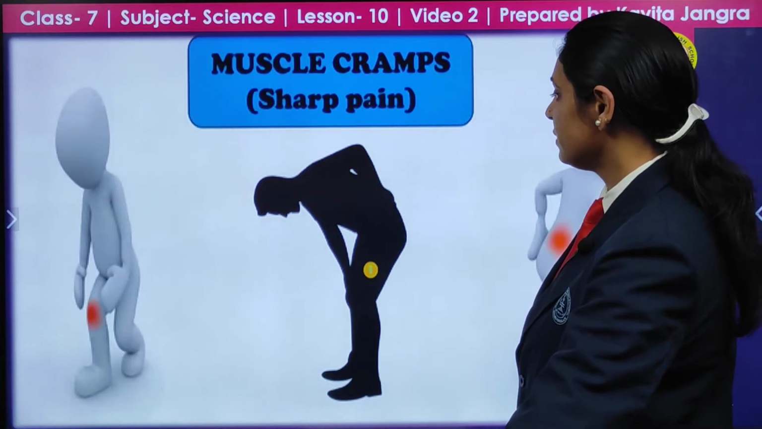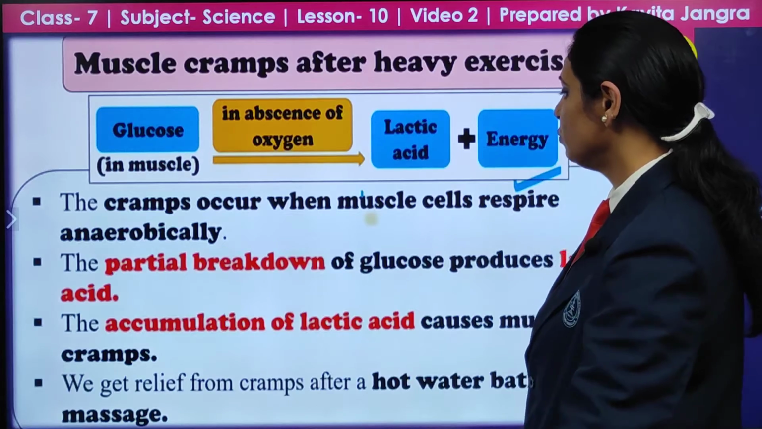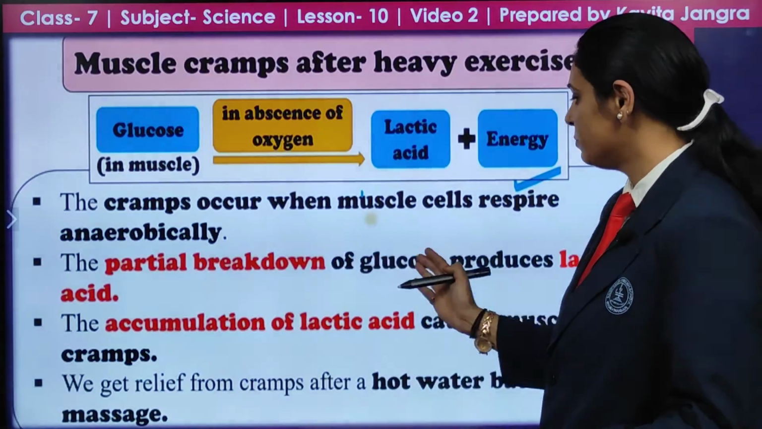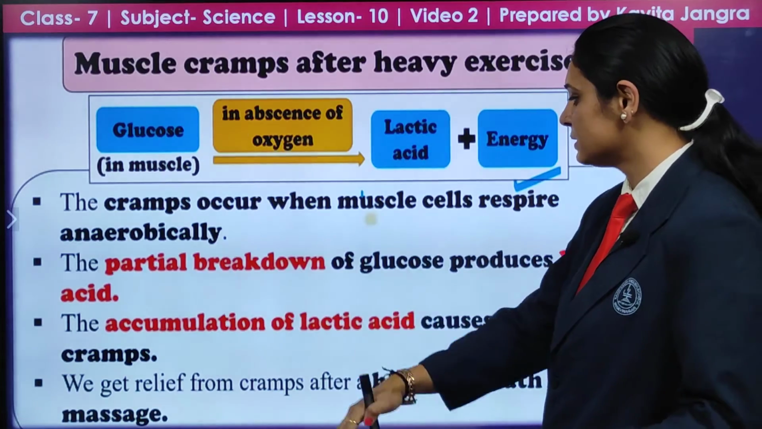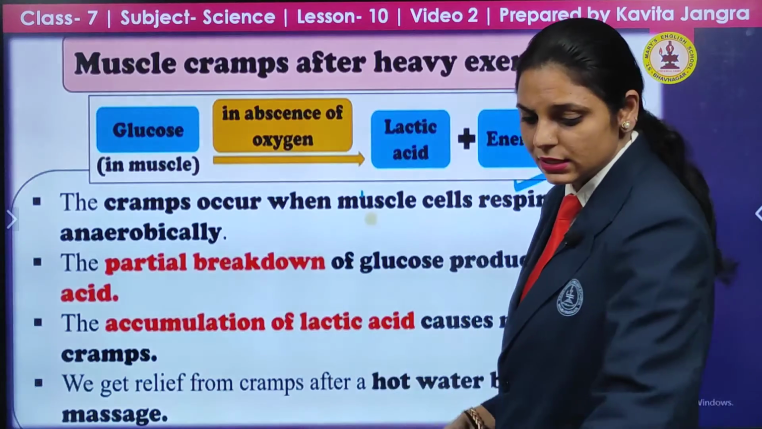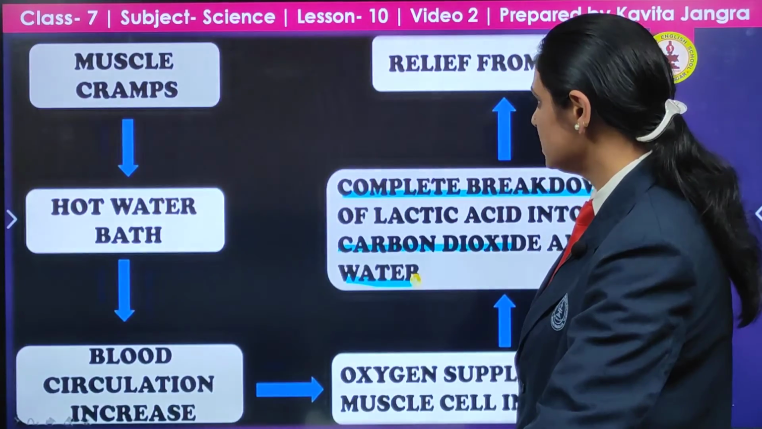That's why we feel muscle cramps, that is sharp pain, and to get relief from it, we have a hot water bath or massage. So the partial breakdown of glucose produces lactic acid, and the accumulation of lactic acid causes the muscle cramp, as I said before. So this is all about anaerobic respiration in the muscles.